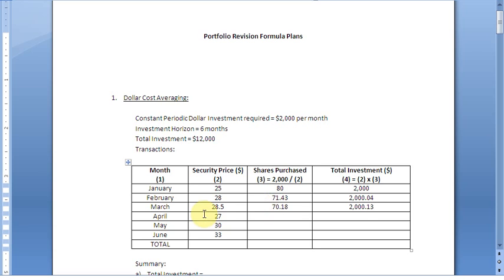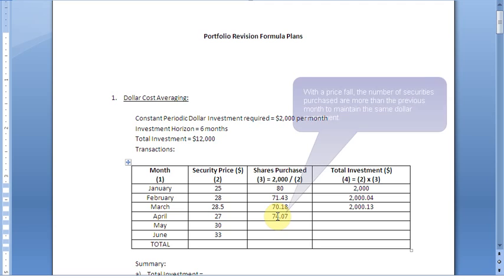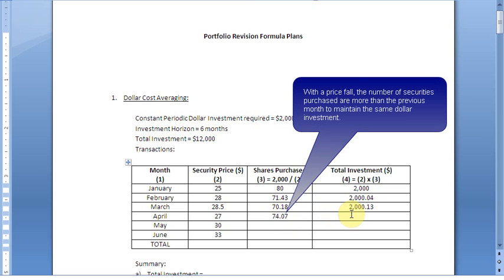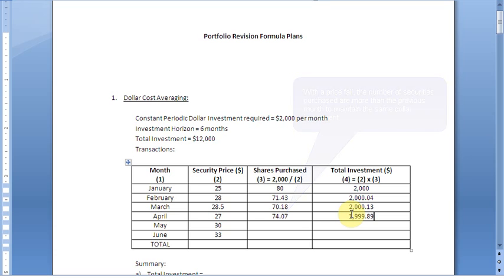Likewise, we can fill the remaining rows for April, May, and June. So in the month of April, if I divide 2,000 by 27, I'm going to get 74.07, and this is going to give me an investment of $1,999.89, which is roughly 2,000 again. In the month of May, when the price is $30 per security, I'm going to get 66.67 securities approximately.